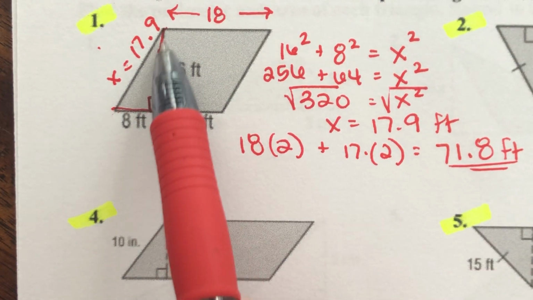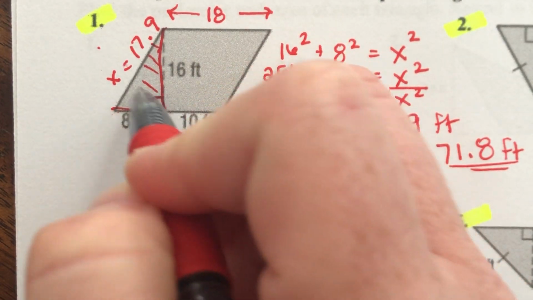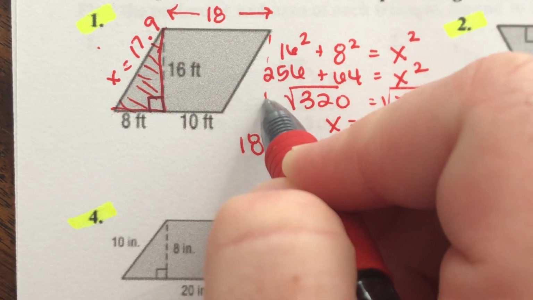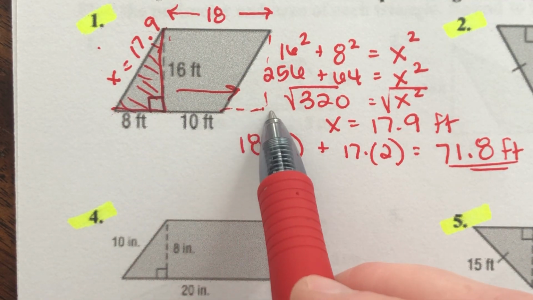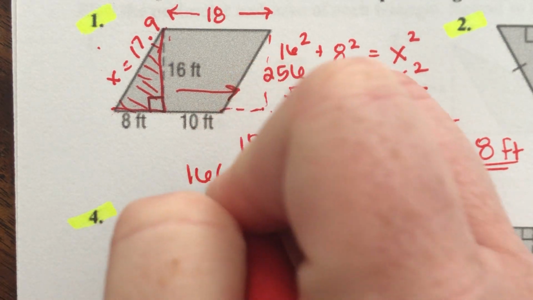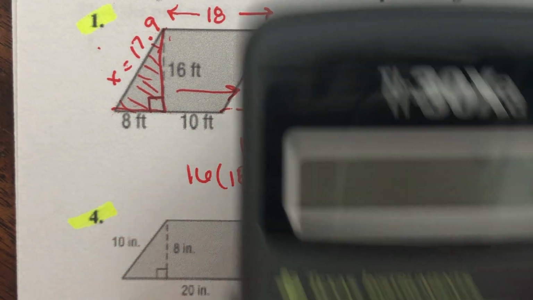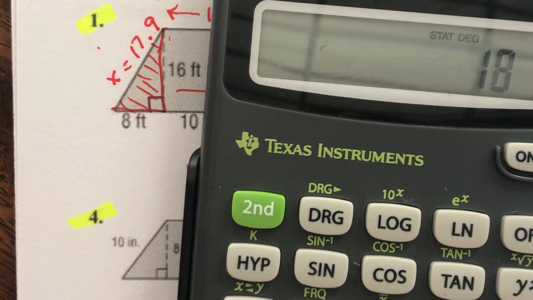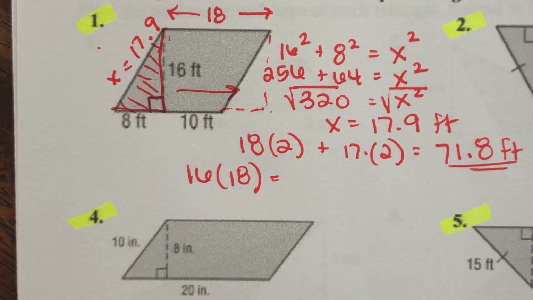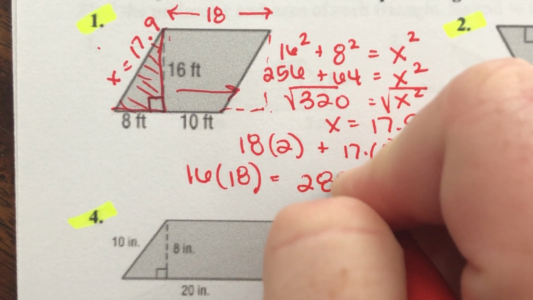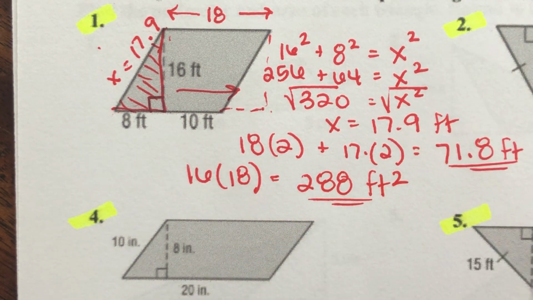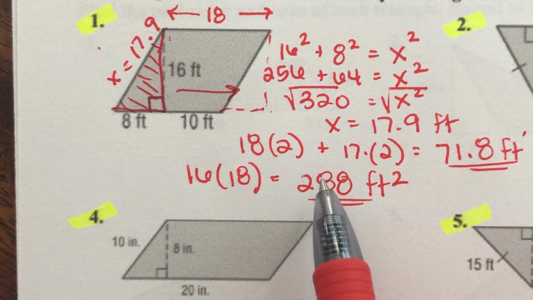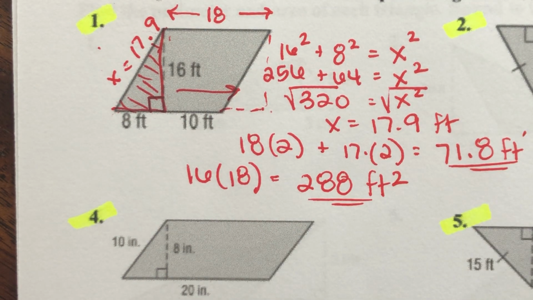So we're going to multiply, pretending we're moving this little triangle over to this side. Like we moved it over, and then we've got a big, nice rectangle. So we're going to multiply 16 times the base, which is 18. So 16 times 18 is 288. And that's area, so it's in feet squared, or square feet. Okay, so there's our perimeter, and there's our area of this parallelogram.